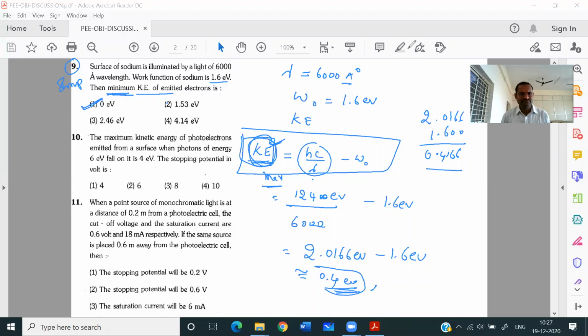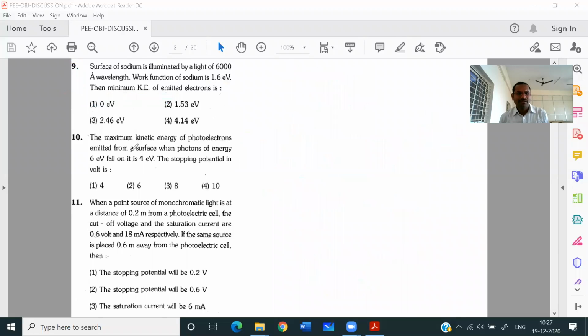Next, question number 10. See, there it is mentioned: the maximum kinetic energy of photo-emitted electrons from a surface when photons of energy 6 electron volt fall on it is 4 electron volt. Then what is the stopping potential? Read the question carefully. It means the maximum kinetic energy is 4 electron volt.